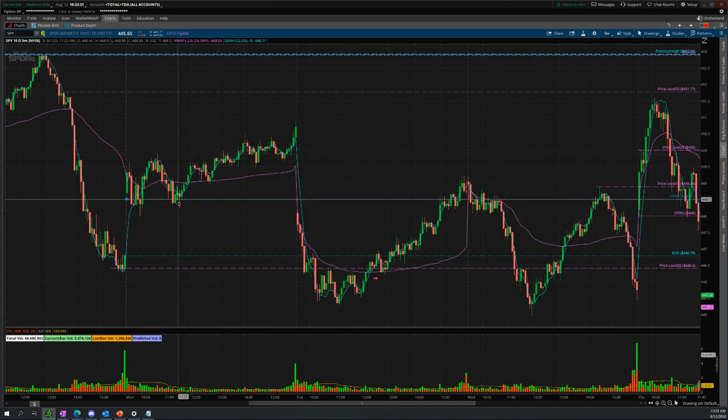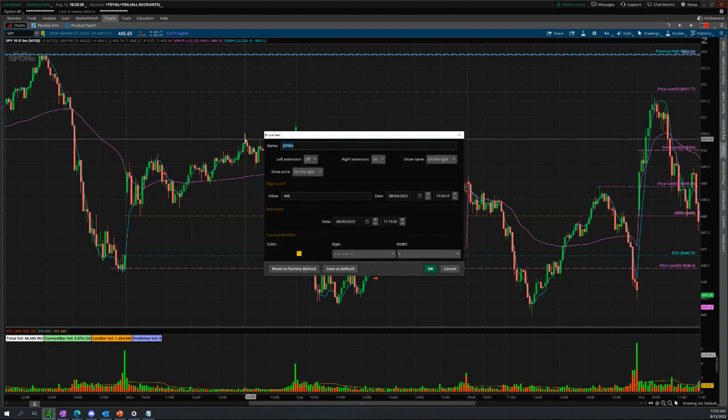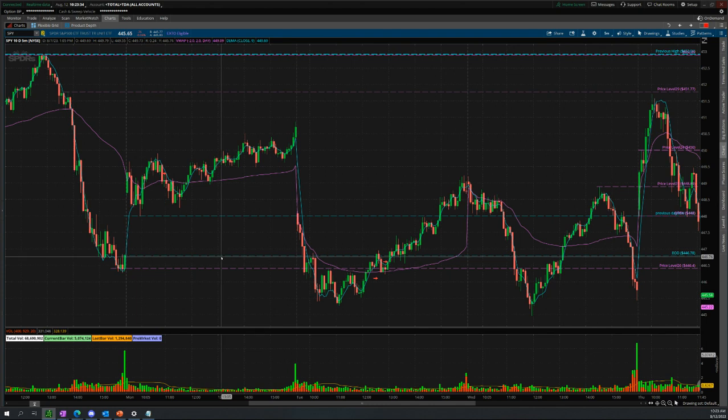All right, so let me move this. That's previous low. Yeah, I know that right there was perfect. This was a beautiful trade. Now I want to, and once again, I use the same exact levels, right?